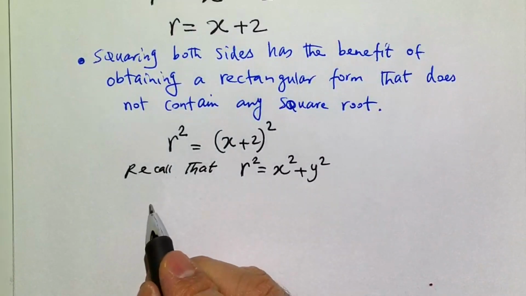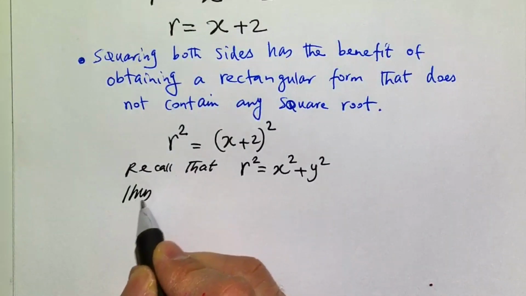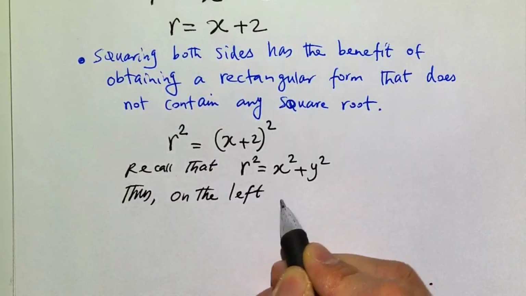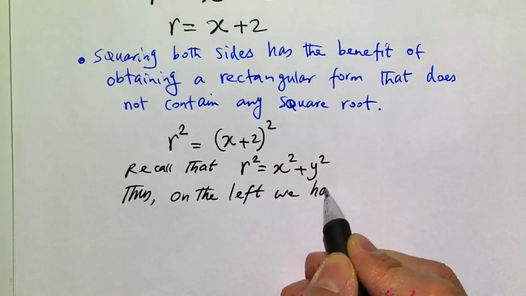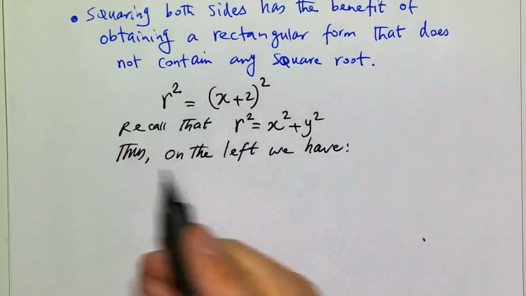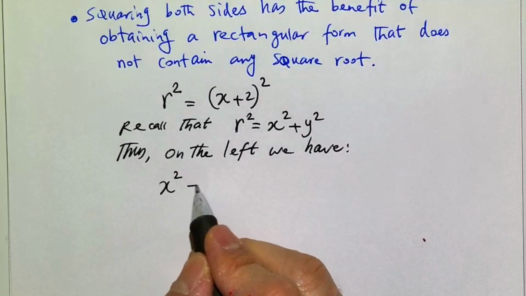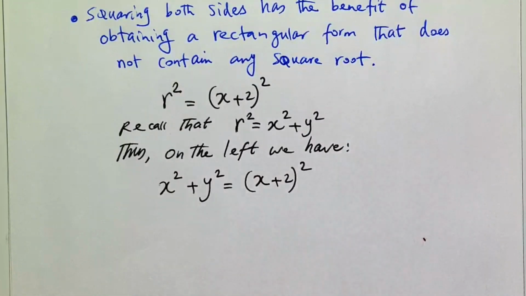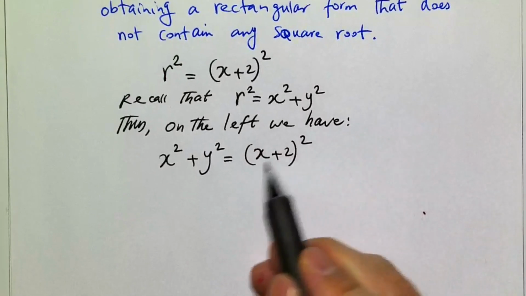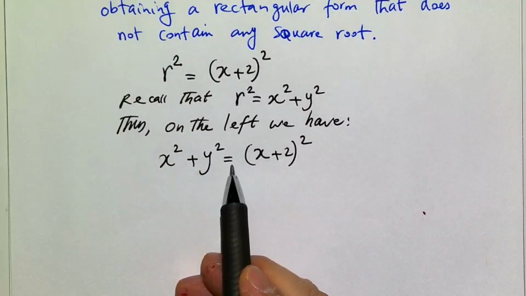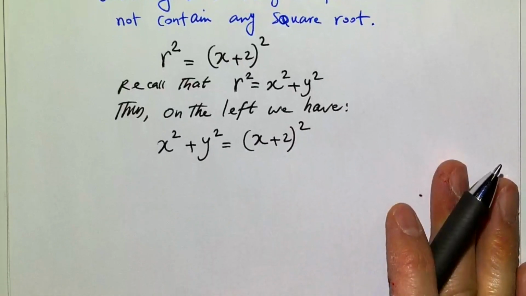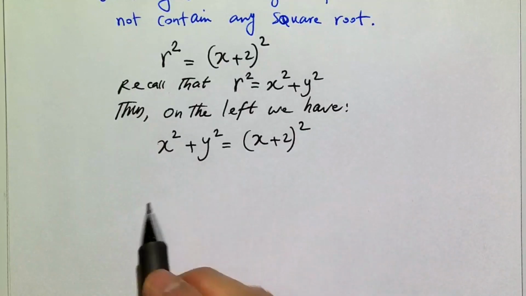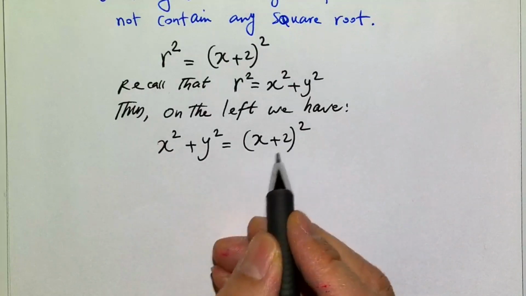And now on the left, replace it with its equivalent. So on the left side, we have the following. We substitute: x squared plus y squared equals x plus 2 squared. And of course, we don't want to leave things like this because there's a lot we can simplify here. So let's simplify it. We've got our rectangular form, but it's not in simplified form. So let's expand the right side.